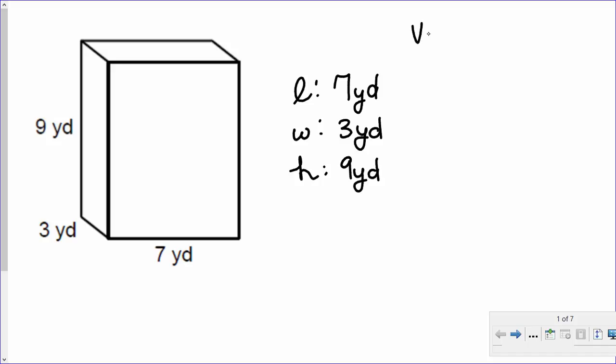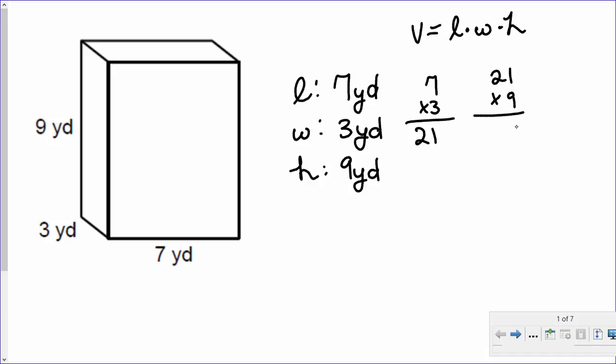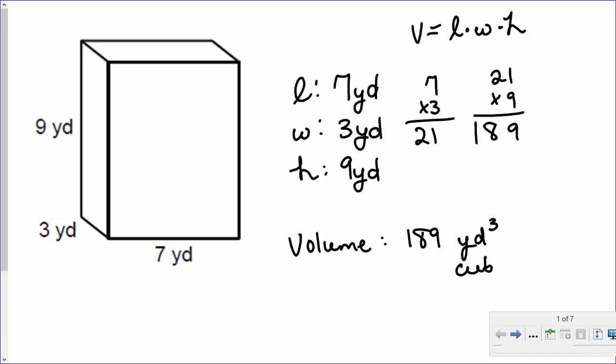So we're going to use that formula V equals L times W times H. So first thing we're going to do is 7 times 3 to find the base area, which is 21. Then we're going to take the base area and multiply that by 9. And 9 times 21 is 189. That's pretty simple. The volume of this rectangular prism is 189 cubic yards. And you can write that as yards with an exponent of 3, or you can actually write out the words cubic yards.